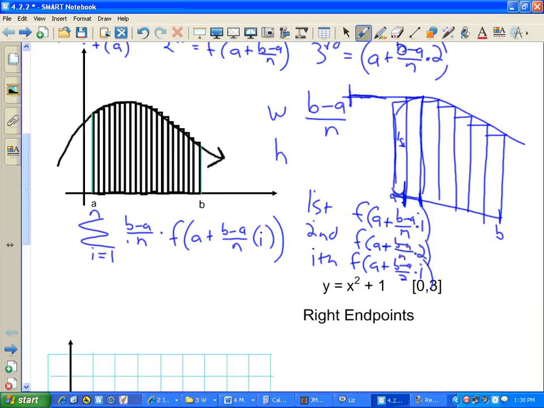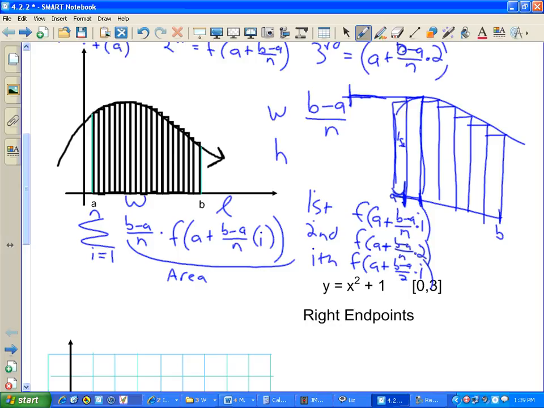So I'm adding up all the areas. This is area because it's width times length, or width times height, base times height, whatever you want to say. So I'm going to add up all these areas of the rectangles.